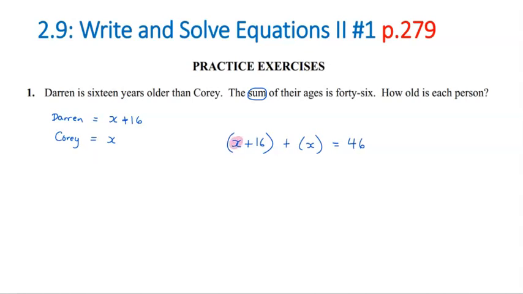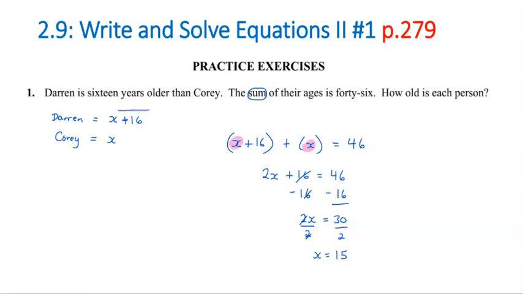And now we can combine our like terms. So we can put our x's together. That makes 2x plus 16, we have only the one constant, is equal to 46. And now we have a two-step equation that we can easily solve. Through our steps, we're going to subtract, and then we're going to divide, and we will come to the solution of x equaling 15.